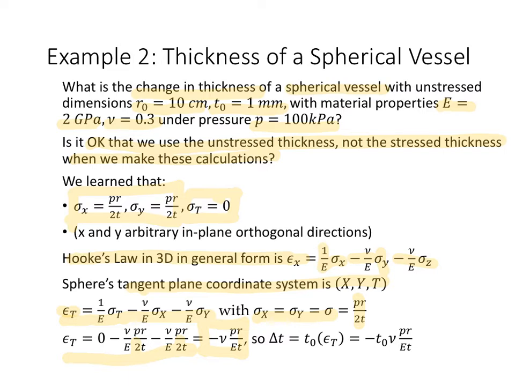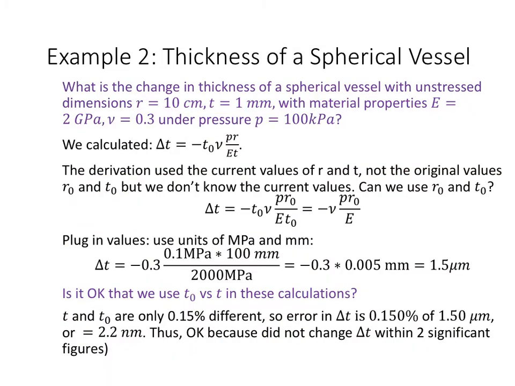We can then calculate that the change of thickness is just the thickness times that strain, and therefore minus T naught times nu times PR over ET. Notice that we have the pressure divided by the Young's modulus, which are both in pascals, and then the radius divided by the thickness, which are both in meters, and so that whole phrase is a unitless term.